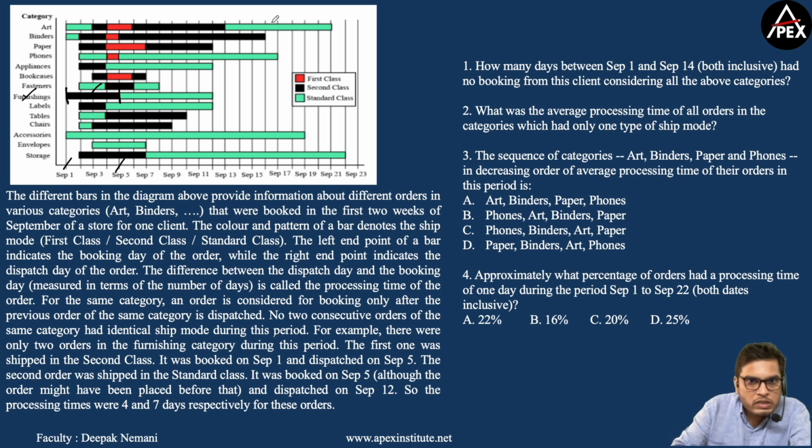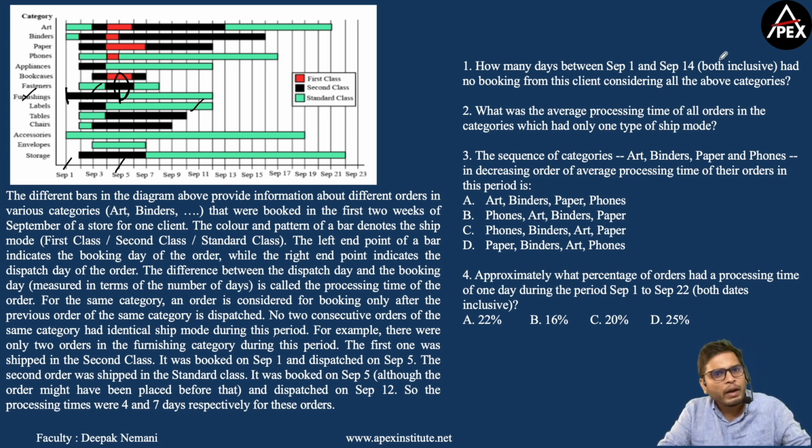Now the second order was shipped in standard class mode. It was booked on September 5th, although the order might have been placed before that. So the order might have been placed either on September 1st, September 2nd, September 3rd or September 4th. It can be any given date, but the booking was made on September 5th only. And this was dispatched on September 12th. So the processing time for the second order is 7 days. And I don't see any difficulty in understanding either the given bar graph or the paragraph.